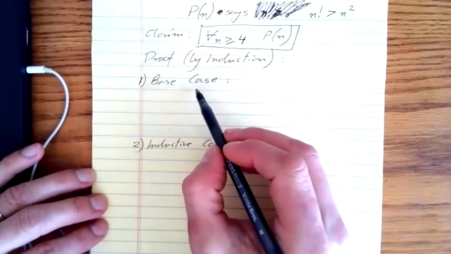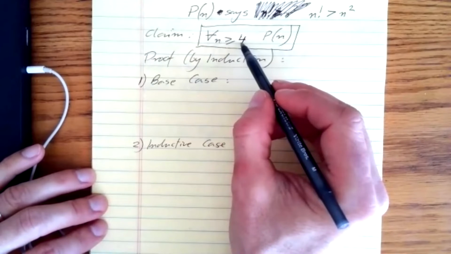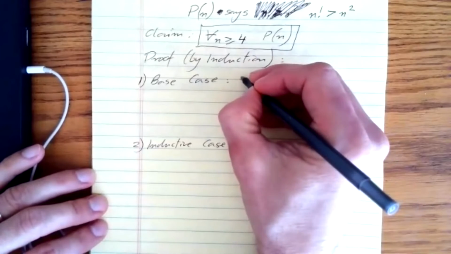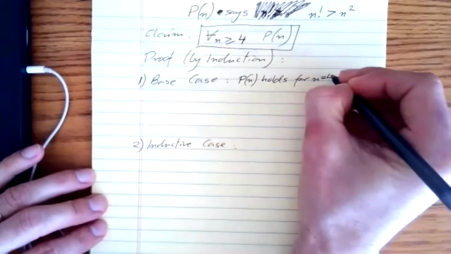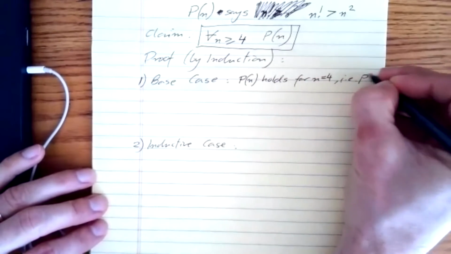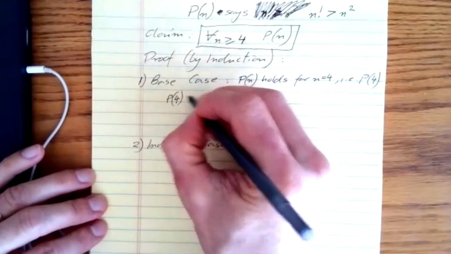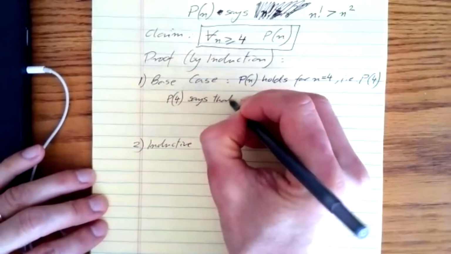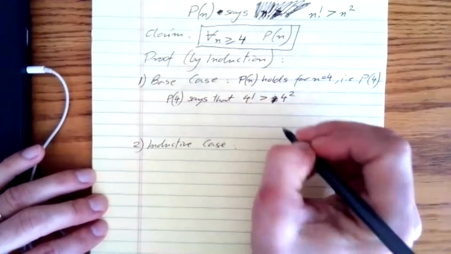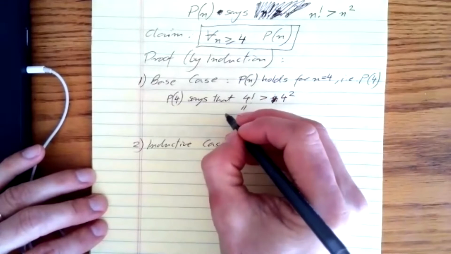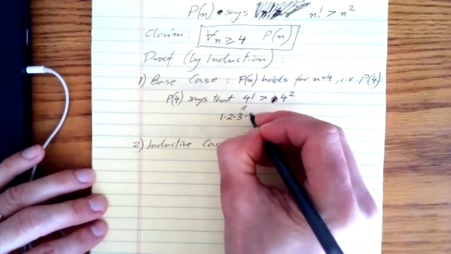Proved by induction. What is the base case? Well, we have to start at the beginning of this infinite sequence of integers. So the base case is that Pn holds for n equal 4. In other words, that P4 is true. Now, what does P4 say? P4 says that 4 factorial is greater than 4 square. What is 4 factorial? That's 1 times 2 times 3 times 4, right?